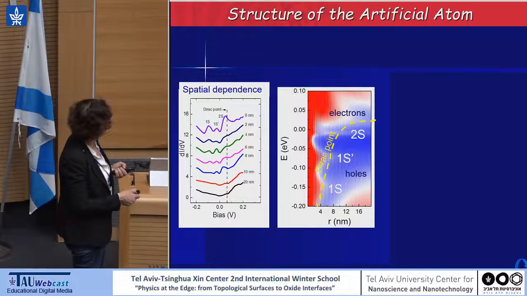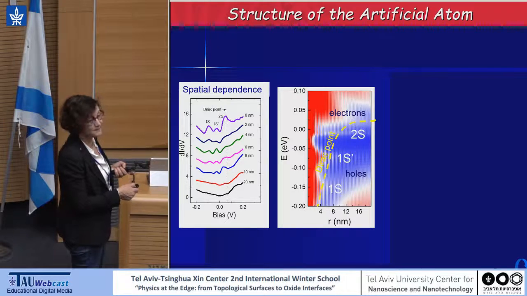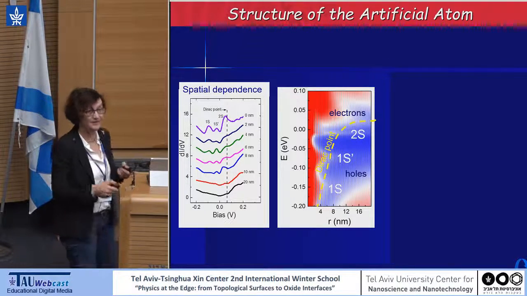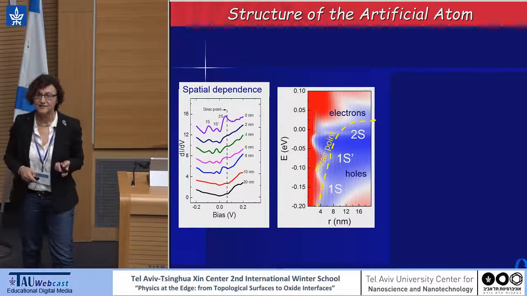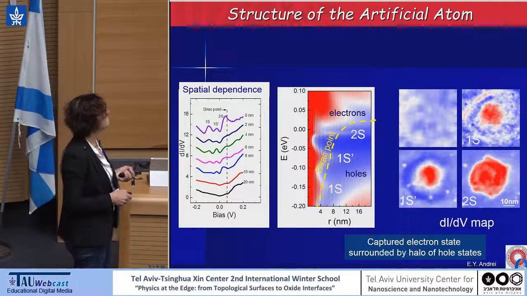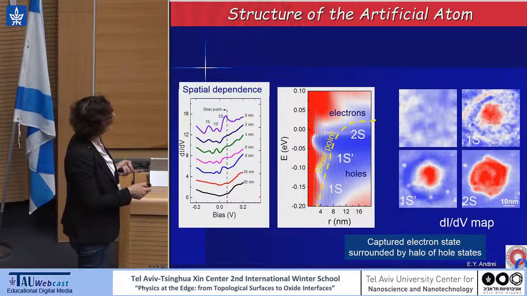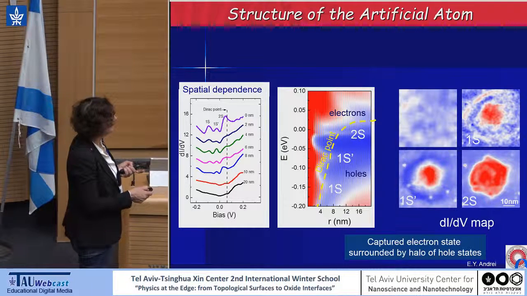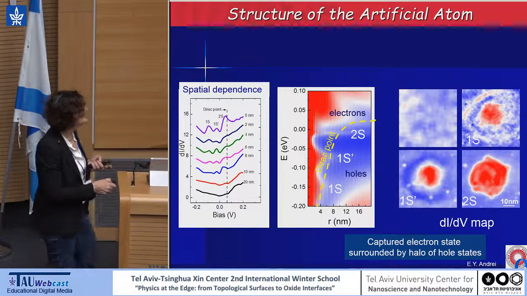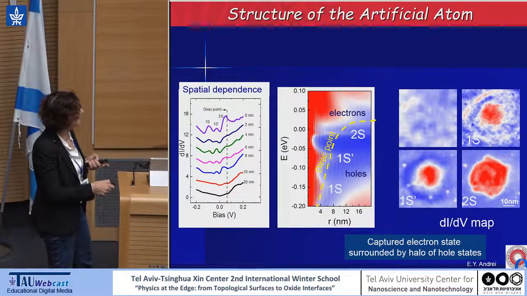The 1s is here. Higher up is the 1s prime, the satellite. And then we have the 2s. We're going to do density of state maps of these states. And now you see the 1s state, which is this state, has a tight core of about 15 nanometers, and then there's a halo of holes. So we have an electronic state here, and these are hole states.